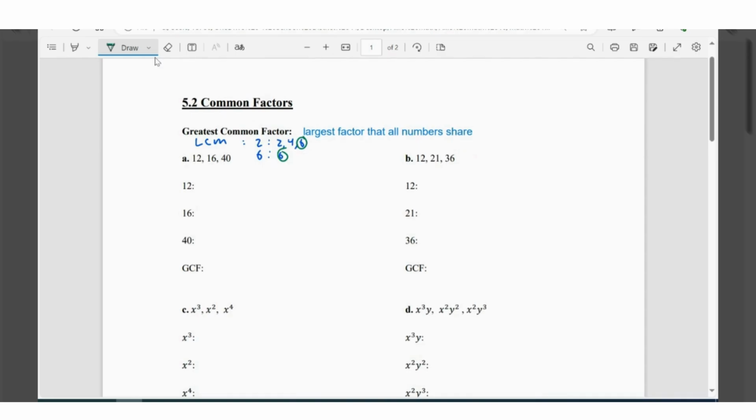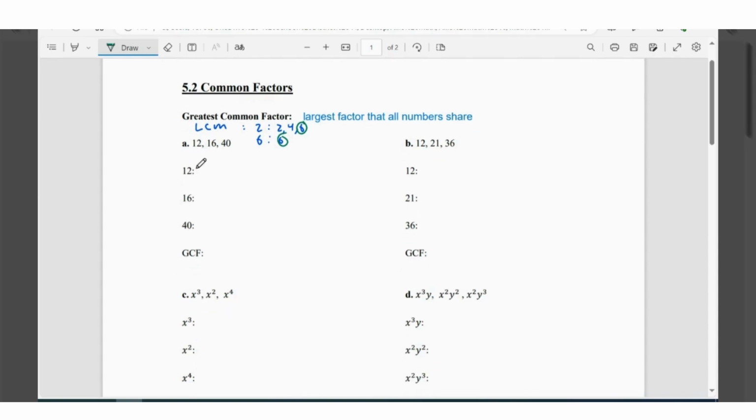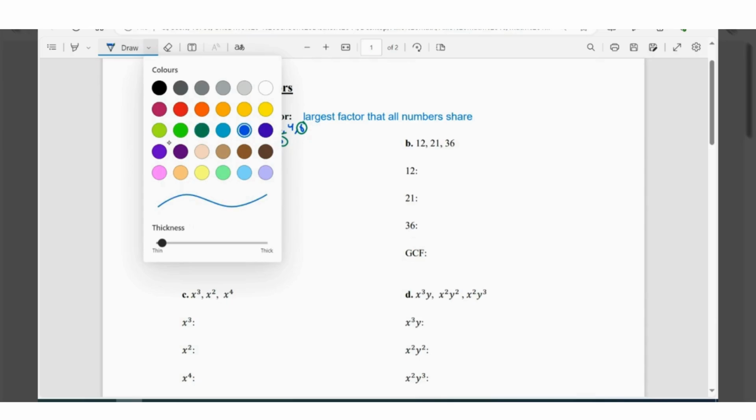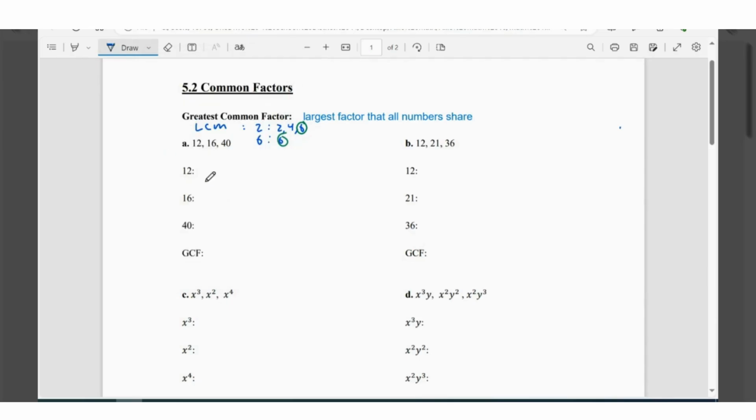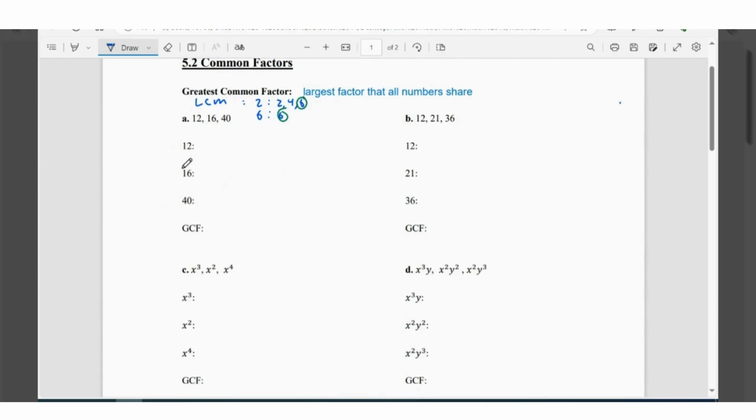I have some examples here. These ones might be pretty rudimentary for you, but I think it's good to get in the habit of doing it. So for 12, 16, and 40, I'm just going to list all of the factors, or all of the numbers that divide evenly into 12. So 1 goes into 12, 2 goes into 12, 3 goes into 12, 4, 6, and 12.